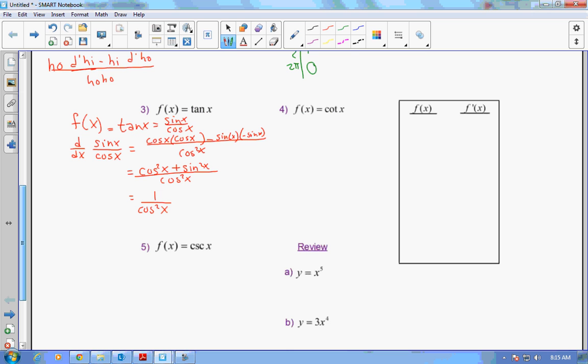1 over cosine squared x. And then, I believe that's a reciprocal function, isn't it? 1 over cosine squared x. 1 over cosine, we know. What's 1 over cosine? Secant. So 1 over cosine squared would be secant squared. So, the derivative of tangent x is secant squared x. Okay? Because the reciprocal function, this 1 over cosine is secant, so since it's 1 over cosine squared, it will be secant squared.